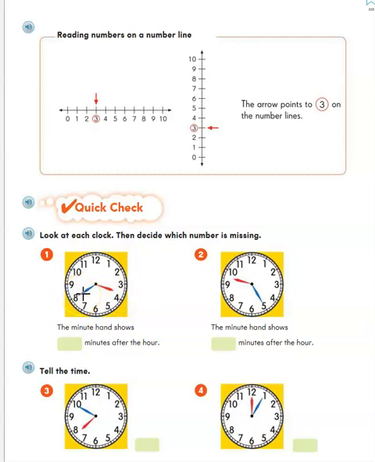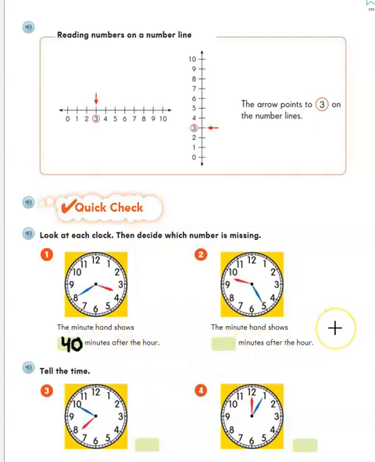We can do this 2 ways, guys. We can count by 5s. 5, 10, 15, 20, 25, 30, 35, 40. Or we can just go, oh, I know 8 times 5 is 40. So it is 3:40. So the minute hand shows 40 minutes after the hour.